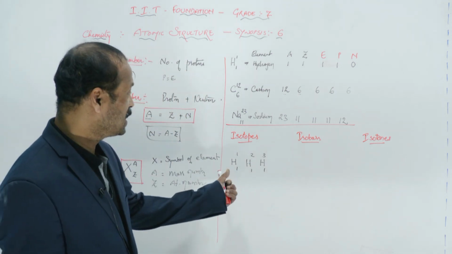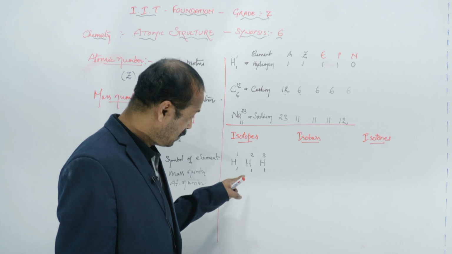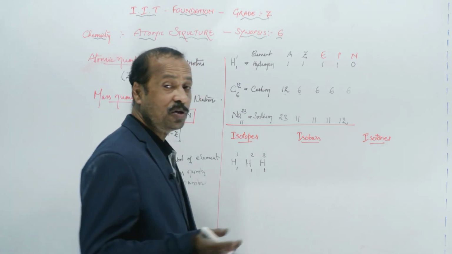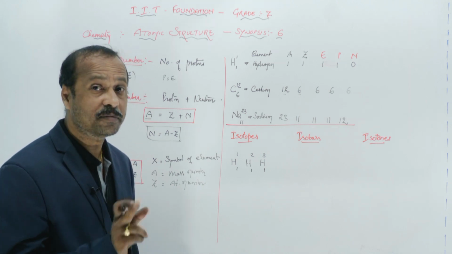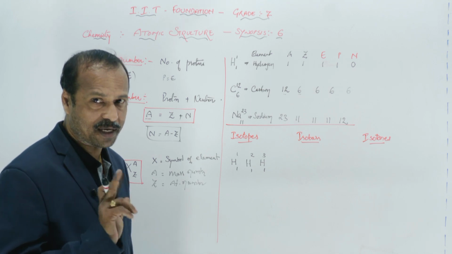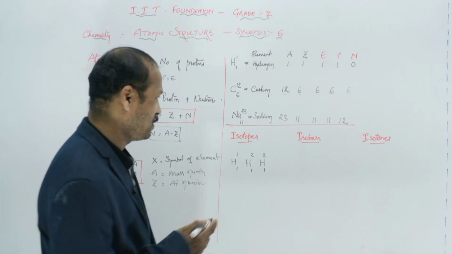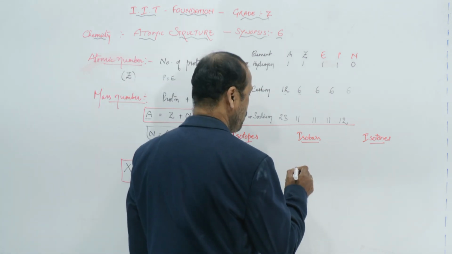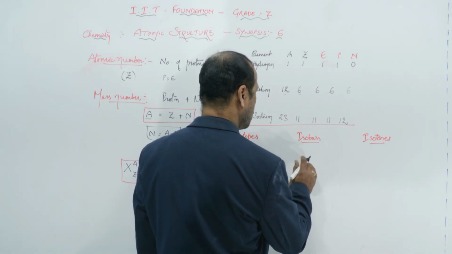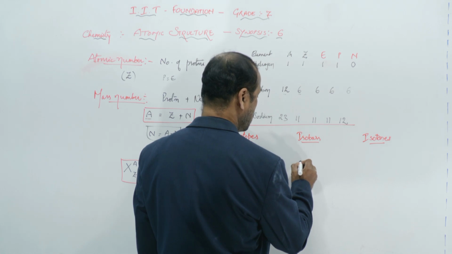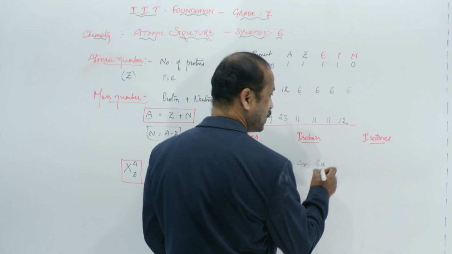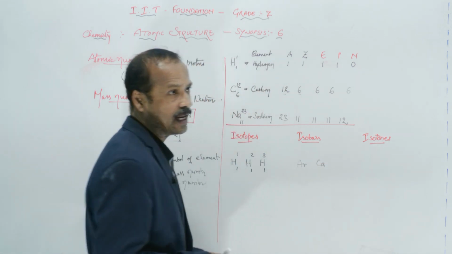Now isobars, exactly the opposite definition. What are isotopes? Atoms of the same element with the same atomic number but different mass number. Just to write it down: isobars are atoms of different elements with a different atomic number but the same mass number. For example, we can take argon and calcium.